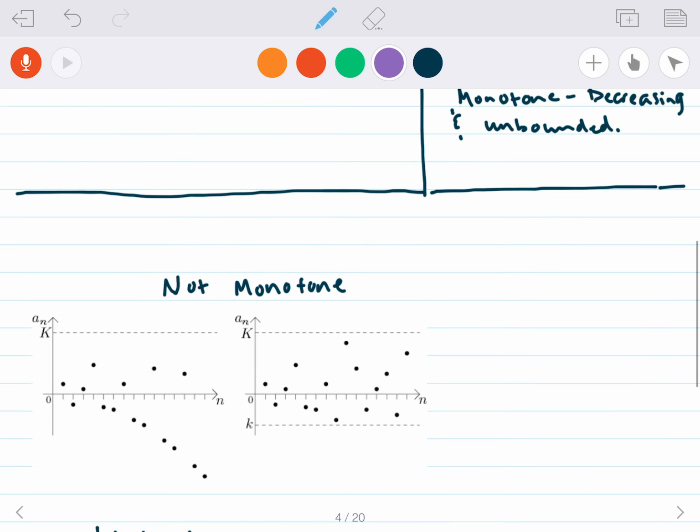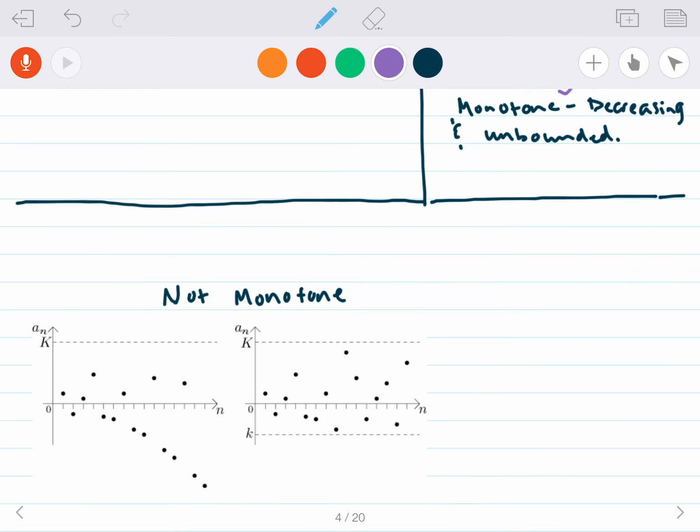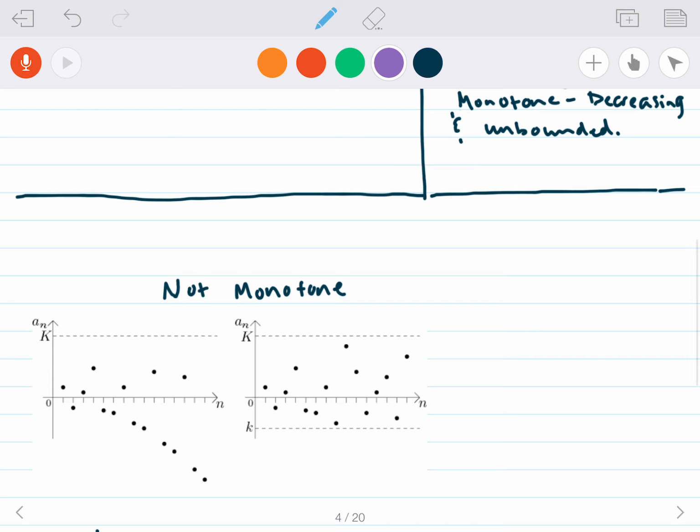Let's look at some examples of some sequences that are not monotone. Okay, so we can't use the monotone convergence theorem to deduce anything about where the sequences converge, if they converge, because we don't have the monotonicity.